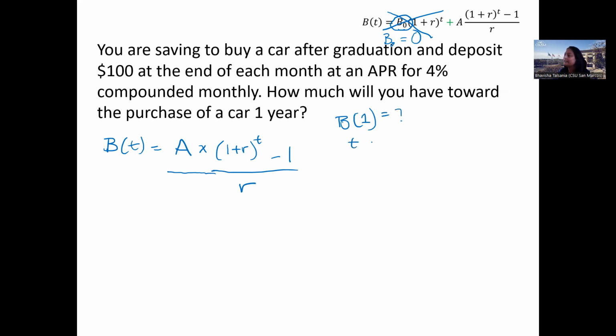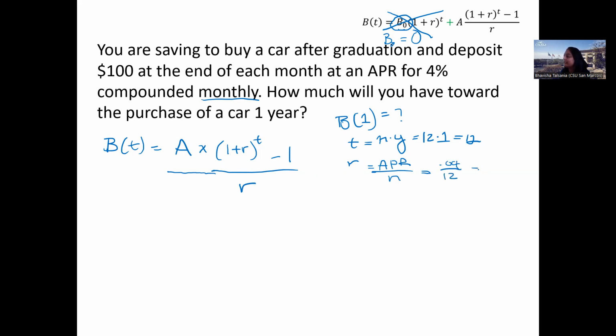We know that t is equal to n times your number of years. N is 12 because it's getting compounded monthly. There's 12 months in a year. 1 year is how much we're looking at. So our time we're looking at is 12. Our R, remember, is going to be our APR divided by N. And in this case, it will be 0.04 over 12.